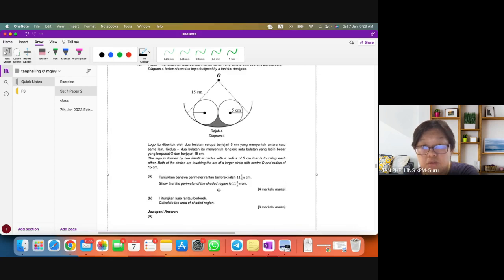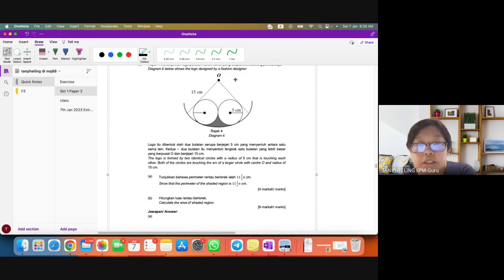Okay, 11 and 2/3. From what we can see here, they ask us to find out the perimeter of this shaded region. This one is from Form 5 chapter 1, circular measure. So how to go about this question? First thing, if I want to find out this region, that means I probably have to take the whole larger one, right? The whole larger one.